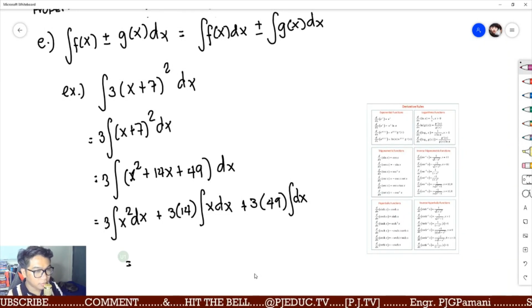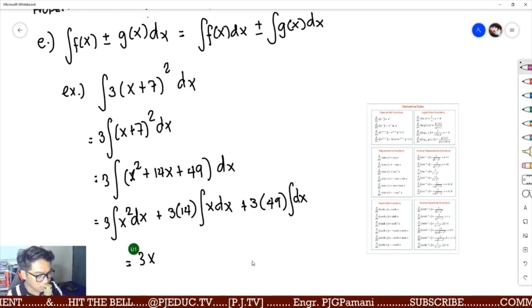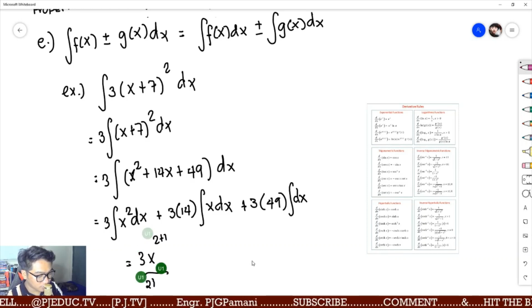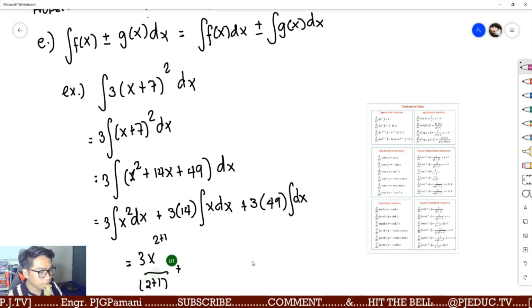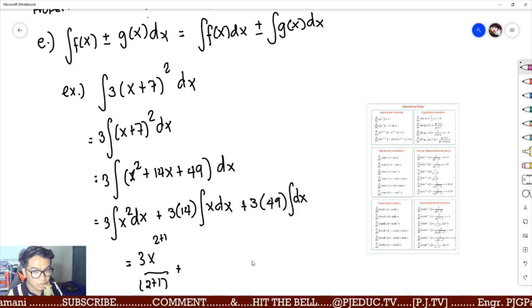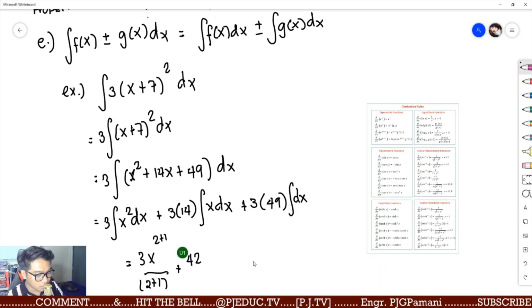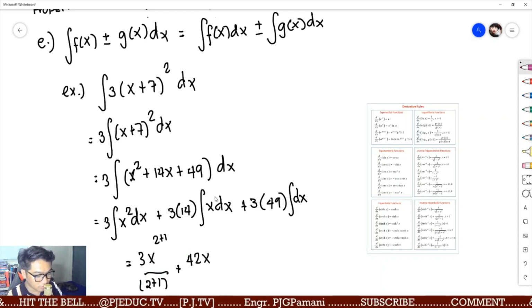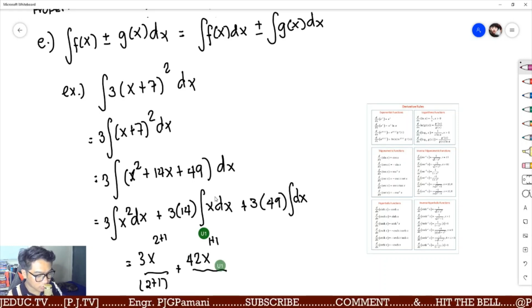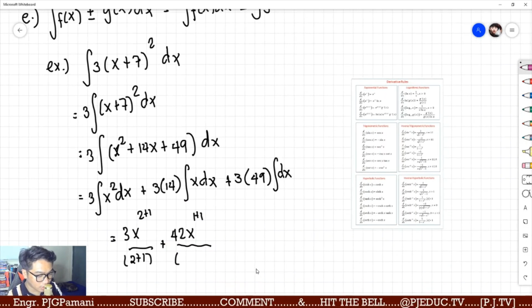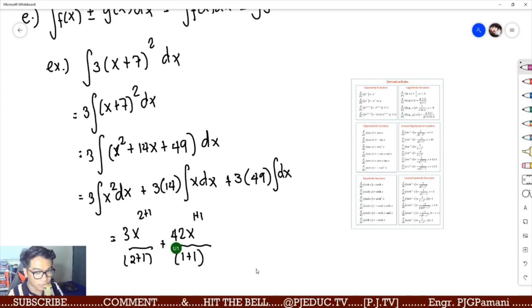Okay? Simplify. 3x squared plus 1 over 2 plus 1, plus 3 times 14 is 12, 42. Then, x raised to 1 plus 1. Isa-isahin muna natin. Although sa tingin nyo madali, pero mamaya nalilito na pala kayo. Kaya, pakita natin ng unti-unti.